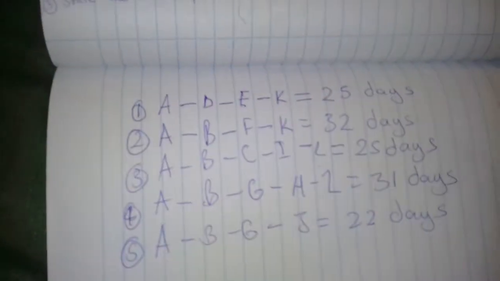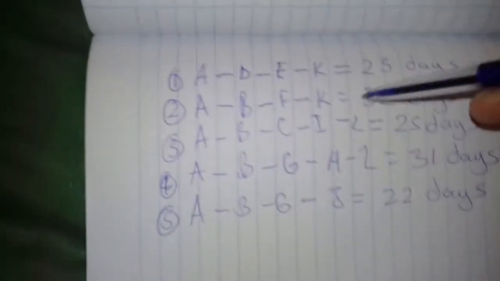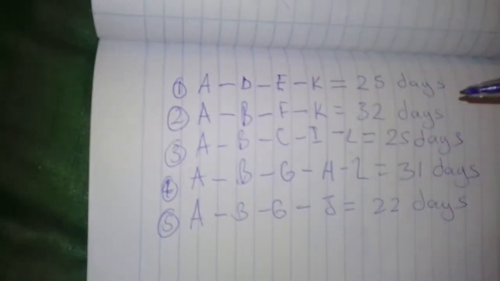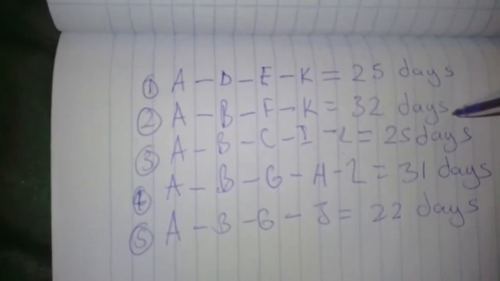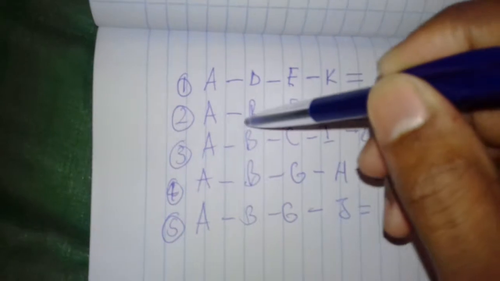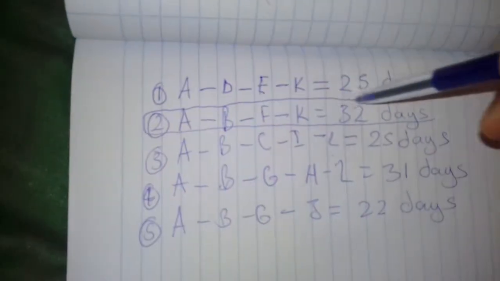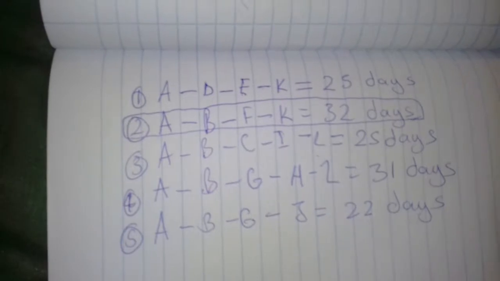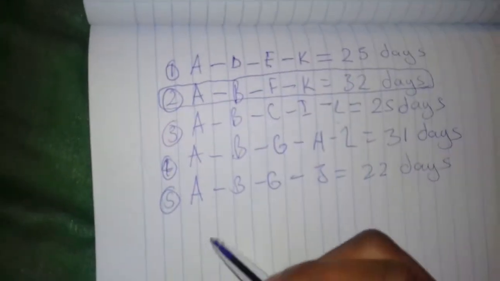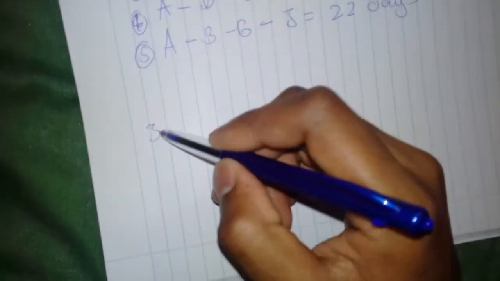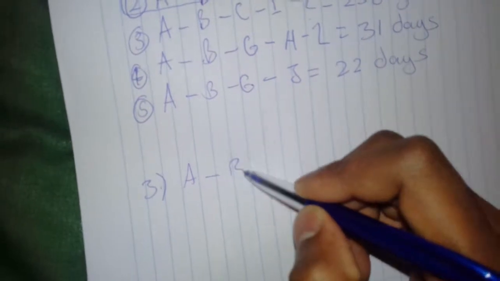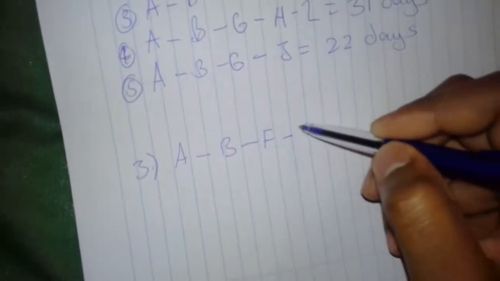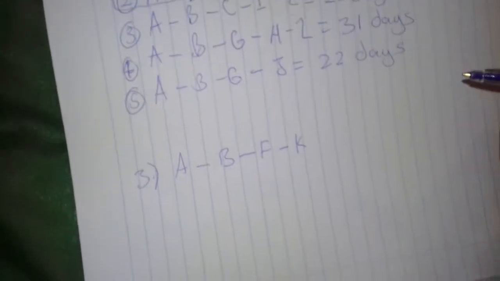To make it easy for you, the critical path, when you state it, how do you state it? It's the longest days of all the possible paths, and in this instance, this is the longest, so this one will be the critical path. So what you do, maybe you say for question 3, and then you write the critical path, which is A, B, F, and K.